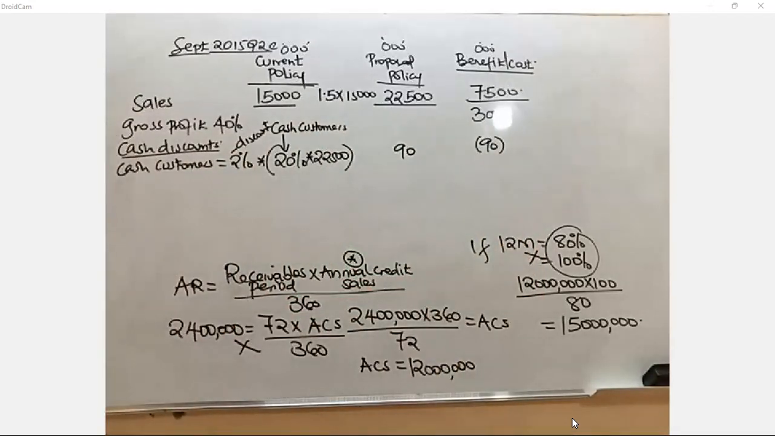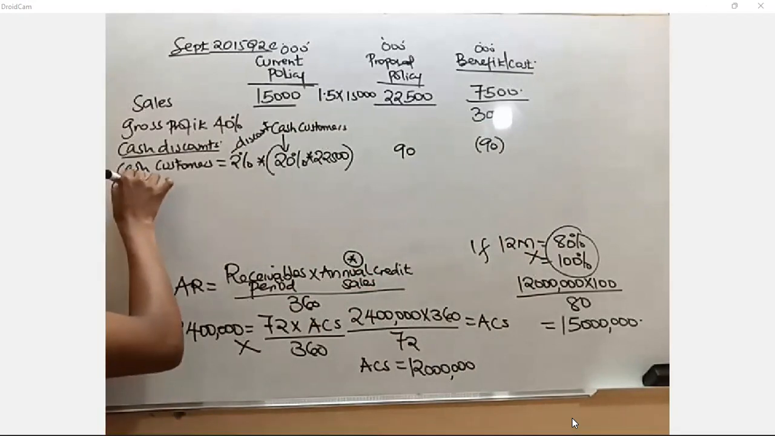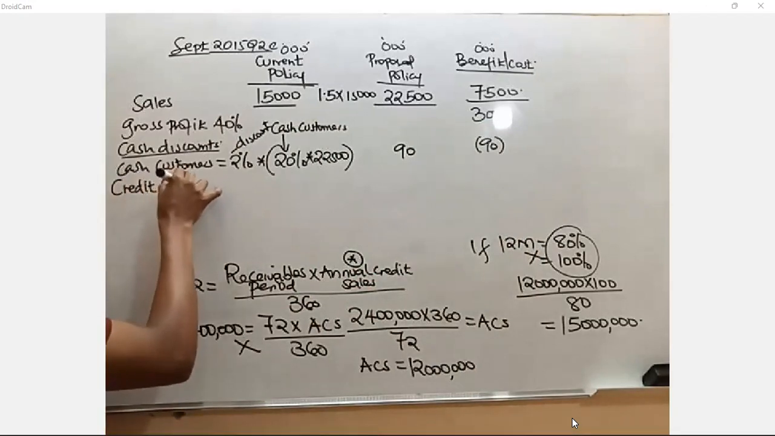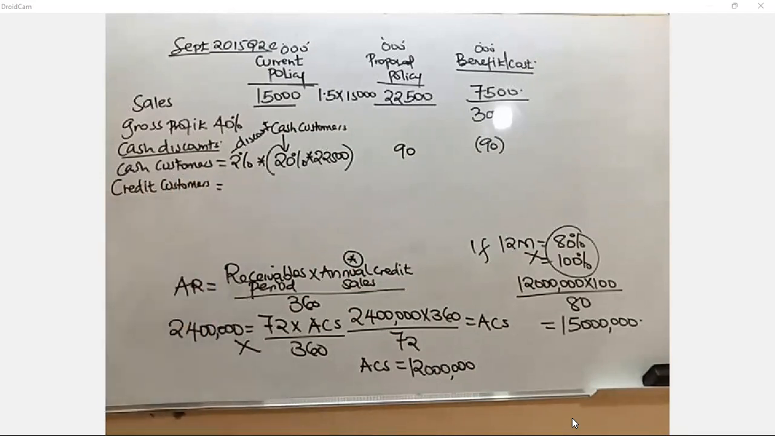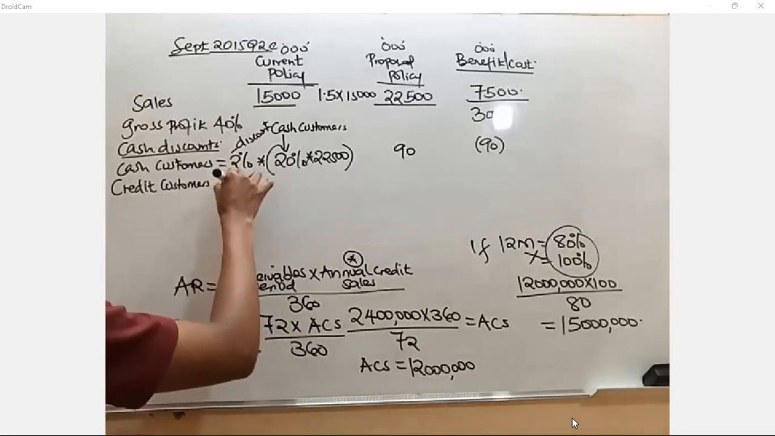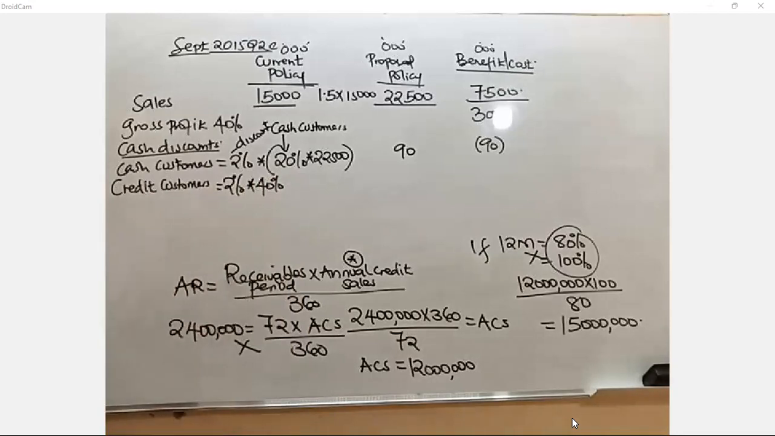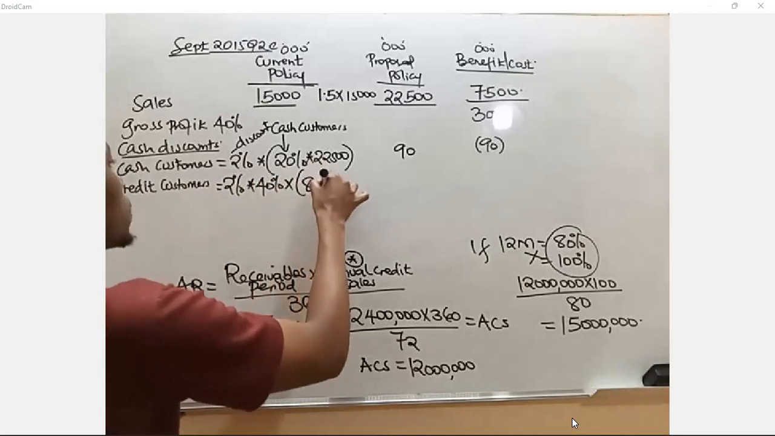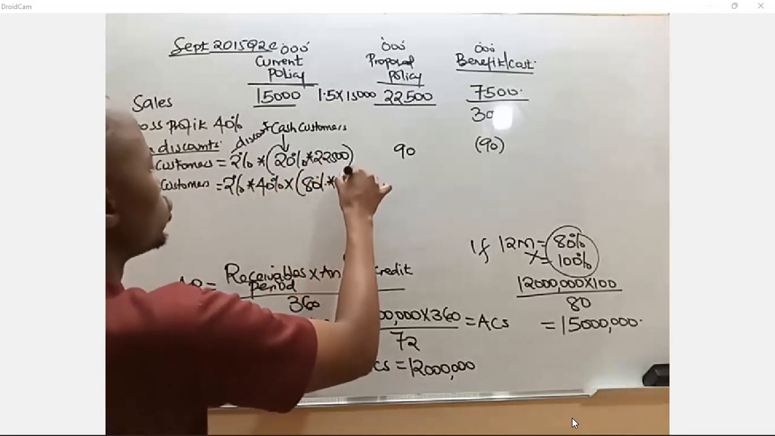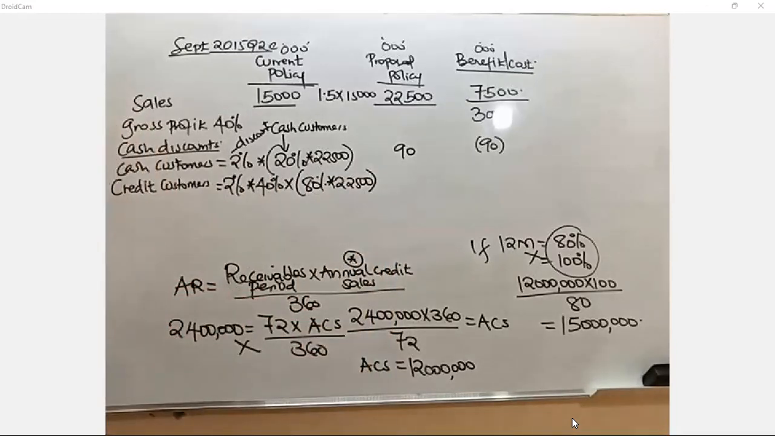Then we also have the credit customers. The credit customers are how many? So in this case, we're being told down there, all the cash customers and 40% of the credit customers will take advantage of the cash discount. So it will be 2% of 40% of the credit customers, correct? Times the total credit customers of ours, 80% of 22,500. Here's where the 80 is coming from.